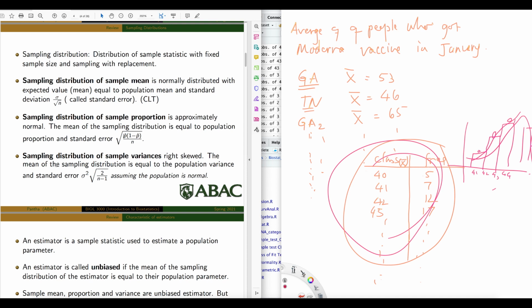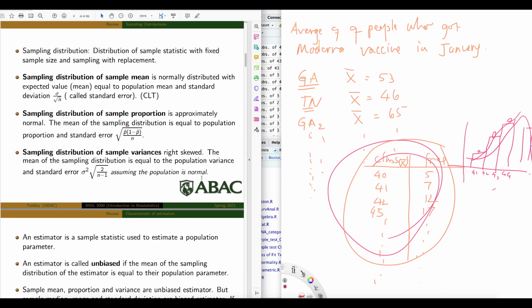Similarly, the sampling distribution of the sample variance is right skewed. It is not a normal distribution. The mean of the sampling distribution is equal to the population variance, and the standard error is this. So the average of all the sample variances in the sampling distribution will be equal to the population variance, and the standard error will be sigma squared times the square root of 2 over n minus 1, assuming that the original population is normally distributed.